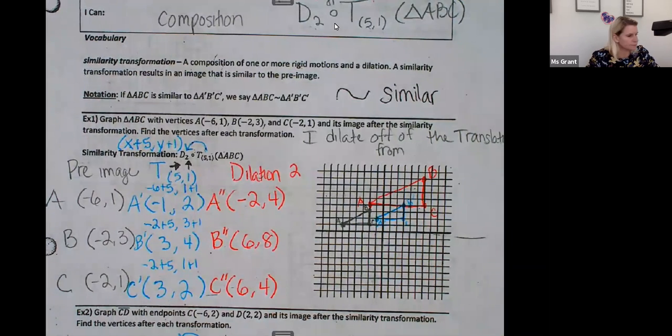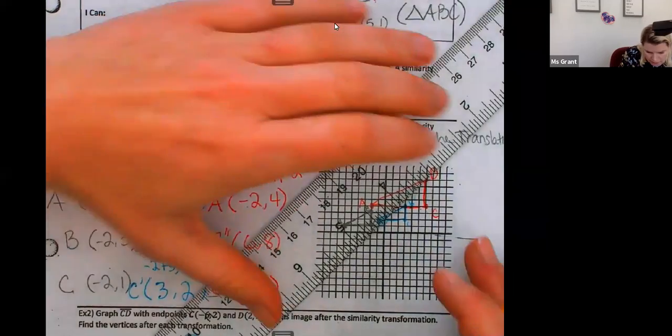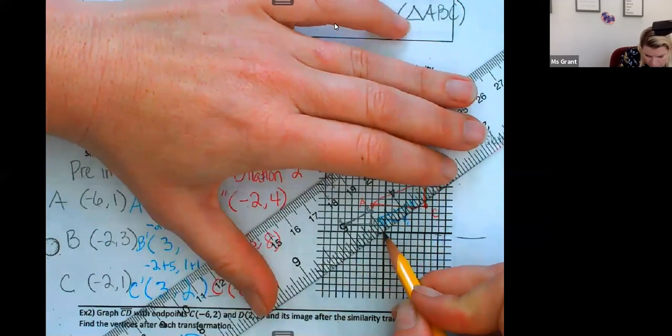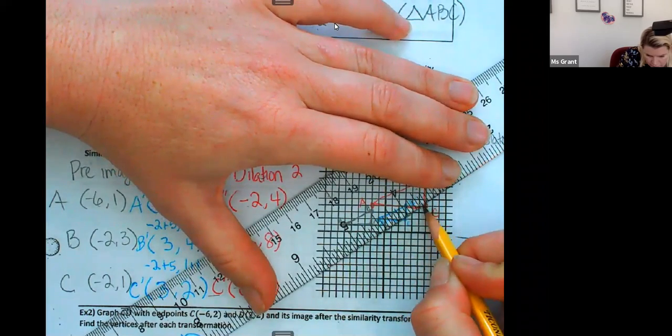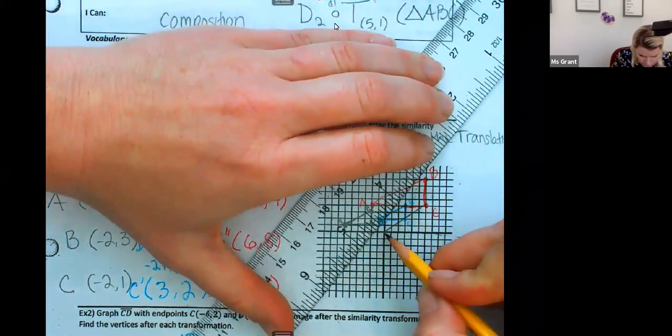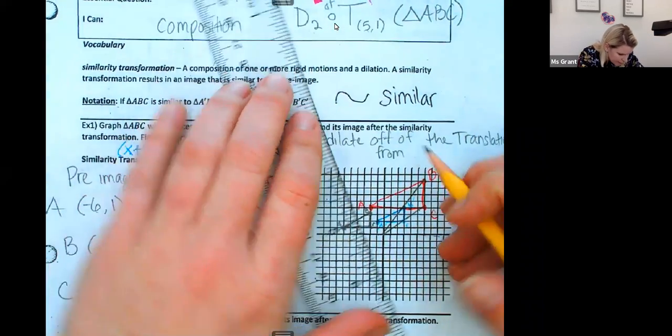Can I show you something that's super important? When there's no origin or center of dilation shown, it's 0, 0. When it doesn't tell you where the center of dilation is, it's 0, 0. And I want you to notice that when I go from the origin, it's going to be directly all lined up. See this?